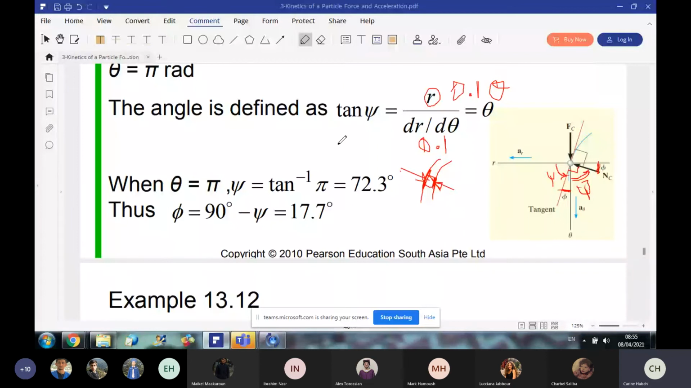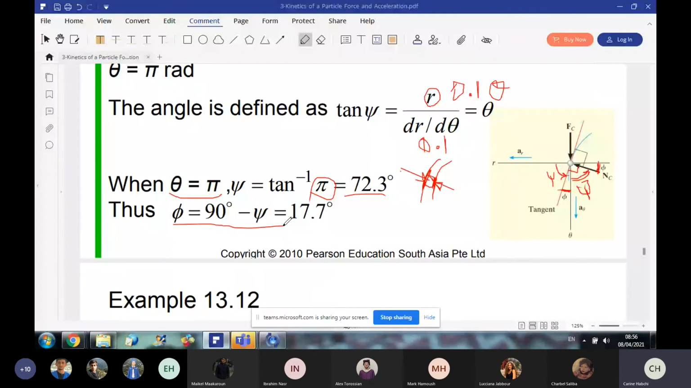Now, since in particular we are interested in position theta equal to pi, to find the value of psi we replace in the formula. Please pay attention: you replace the angle theta by its value in radians, not in degrees. Don't do tangent minus 1 of 180, you will get wrong results. It's tangent minus 1 of the angle in radians. This will give you that psi here is 72.3 degrees and phi is 90 minus psi, equal to 17.7 degrees.